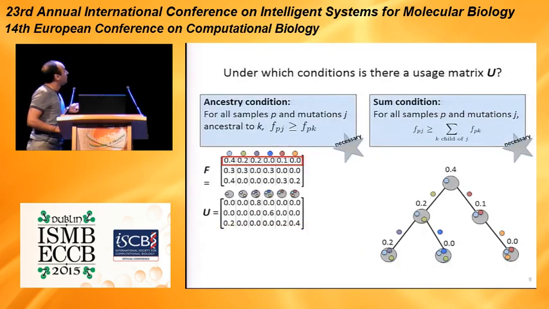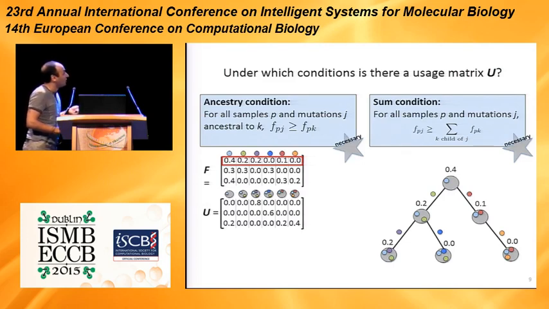I will define 2 conditions, the ancestry condition and the sum condition. Let me start by describing these 2 conditions. Here I'm showing you a tree, and I've plotted the frequencies of the first sample on the nodes of the tree. The ancestry condition states that every branch in this tree has a decreasing sequence of frequencies. And you can see that it's indeed the case. That's the ancestry condition. And the sum condition states that if I look at a parent, the sum of the frequencies of its children should be at most the frequency of its parent.